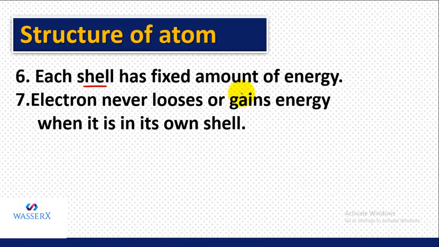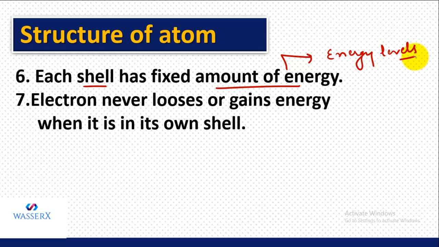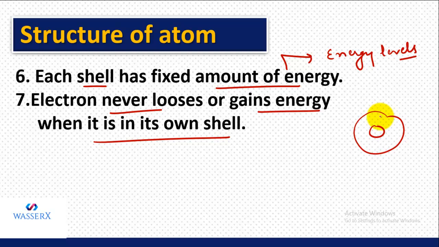Now each shell has a fixed amount of energy. That is the reason they are referred to as energy levels, because they have fixed energy. And whenever an electron is in its shell, it never loses nor gains energy on its own. So like we have a nucleus and this is, say, the K shell, and there is an electron revolving in it, it will neither lose nor gain energy on its own. So these were the postulates. There was one important postulate also.